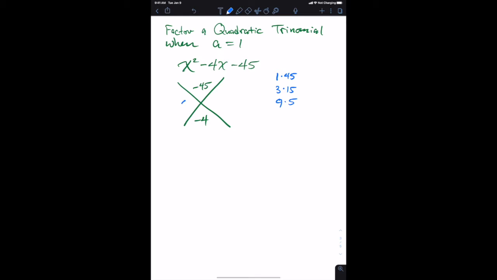I'm going to use the 9 and the 5, and you'll see why. Because when I say 9 is negative, now I have negative 9 times 5 gives me negative 45, and negative 9 plus 5 gives me negative 4. So we've done it. When a is equal to 1 in factoring a quadratic trinomial, we're done here, because all you have to do now is write the answer as x minus 9, there's the found numbers there, and x plus 5. And we're done.